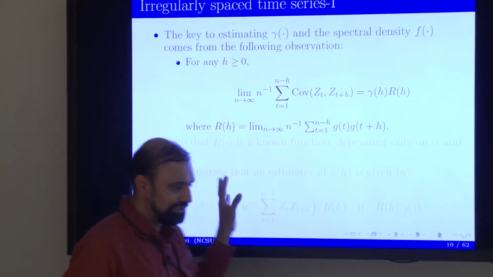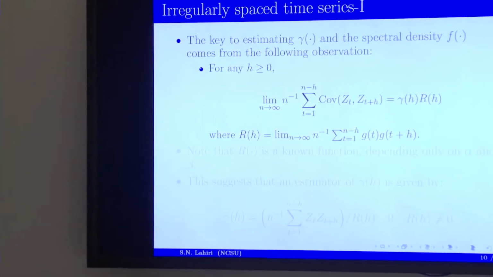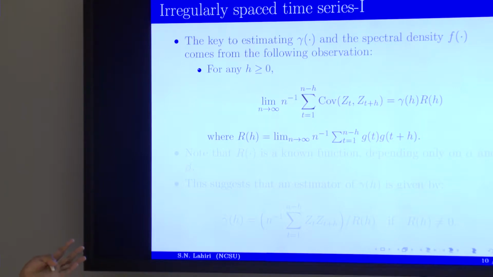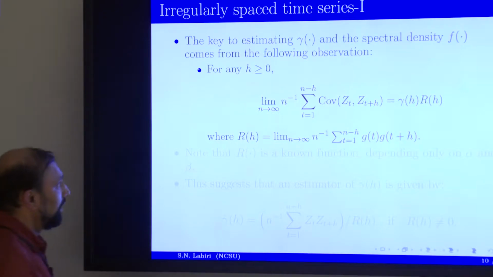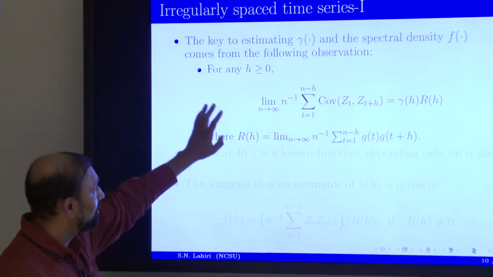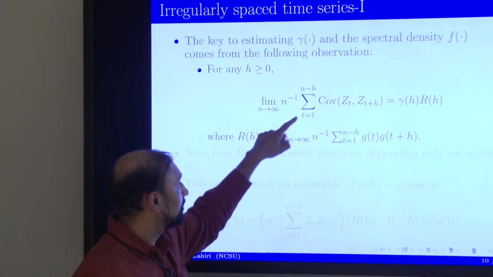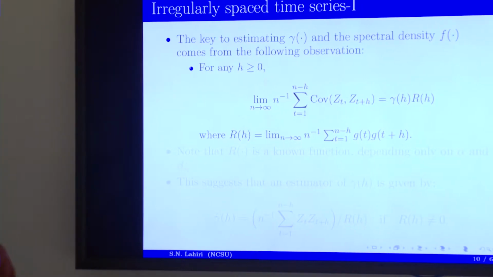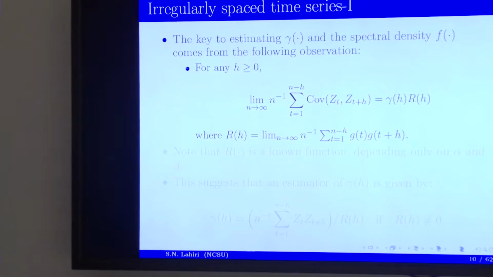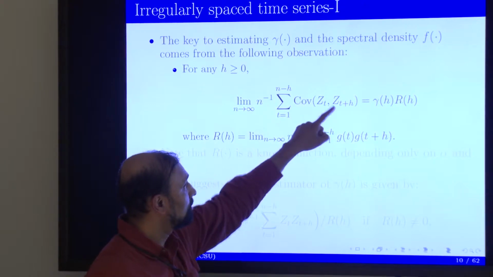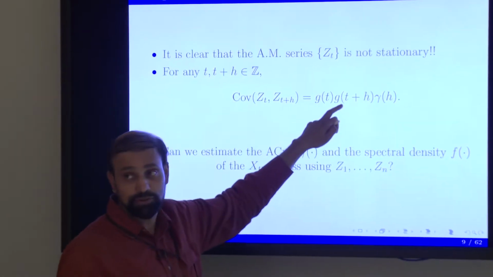So it is possible, there is a theory, and this is something that was looked at in the 1960s. The results that I am presenting here are due to Emanuel Parzen, in his 1963 paper. The observation that allows us to come up with an estimate of gamma(h) is the following. When you look at the limit of these averaged covariances at fixed lag h, with t going from 1 to n minus h, Z_t and Z_{t+h}, as we have seen, depend on this function g.